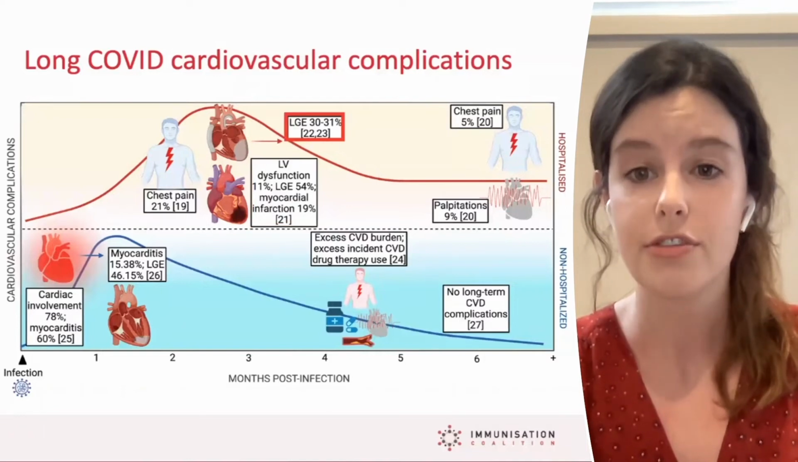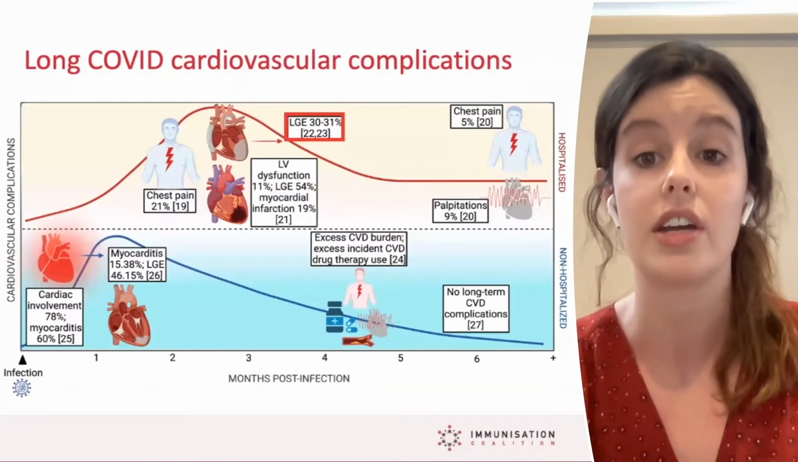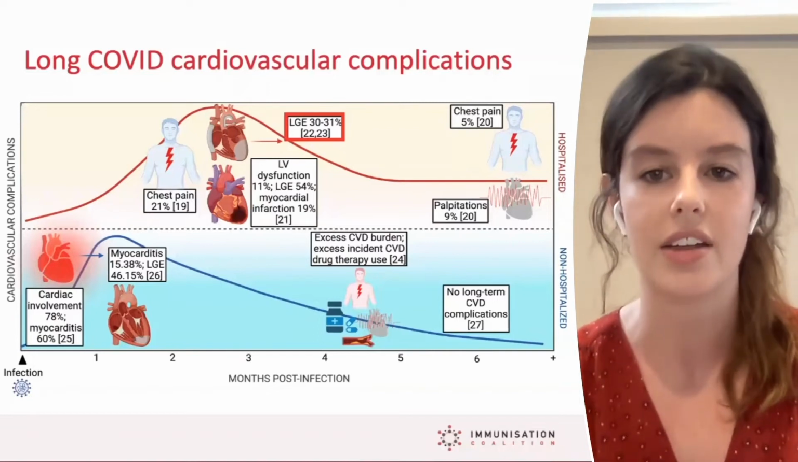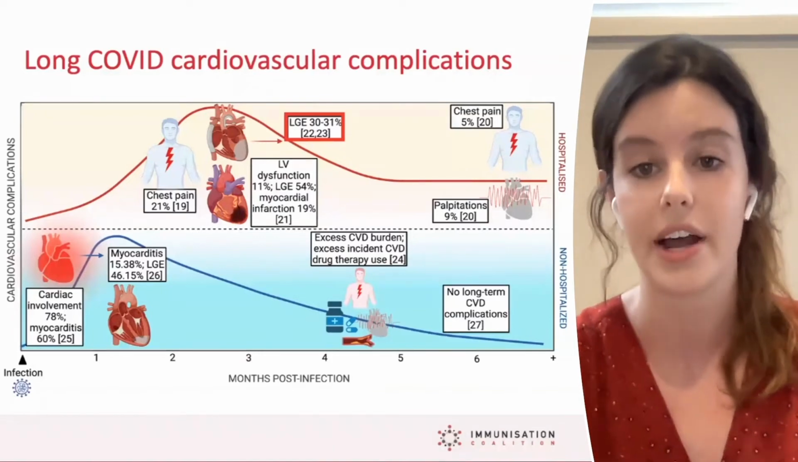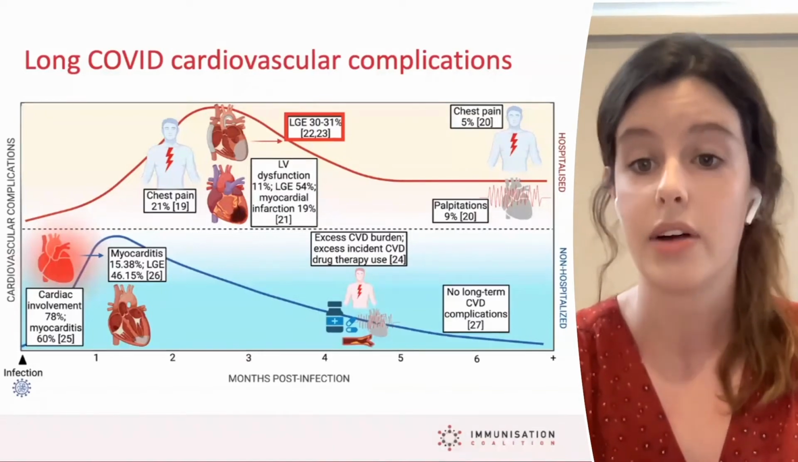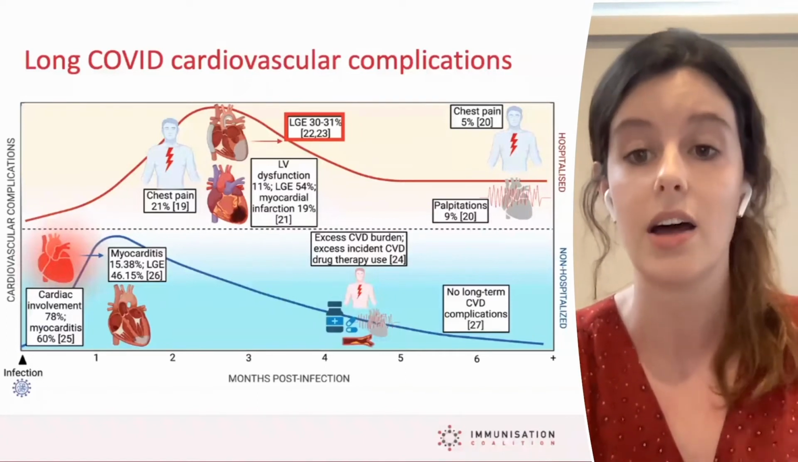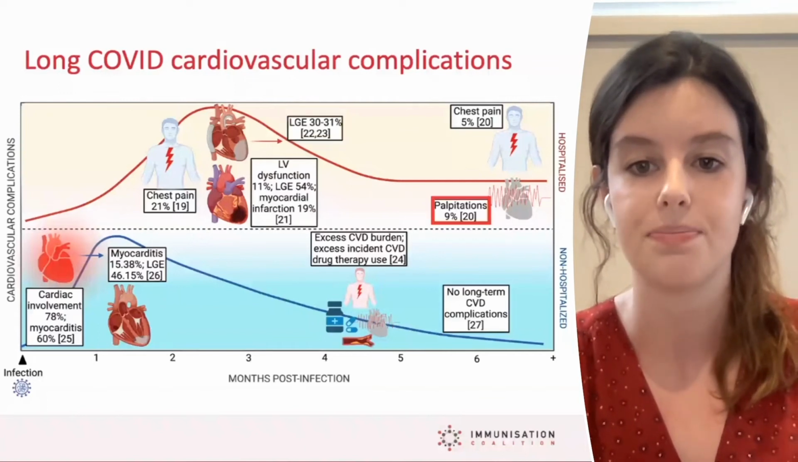3 to 4 months after infection, cardiac MRI shows LGE continued in approximately 30 to 31% of convalescent patients. And this is really concerning as LGE is an independent predictor of cardiac mortality in myocarditis. Around 6 months post-infection, 9% still continue to experience these heart palpitations, whilst a further 5% still experience chest pain.